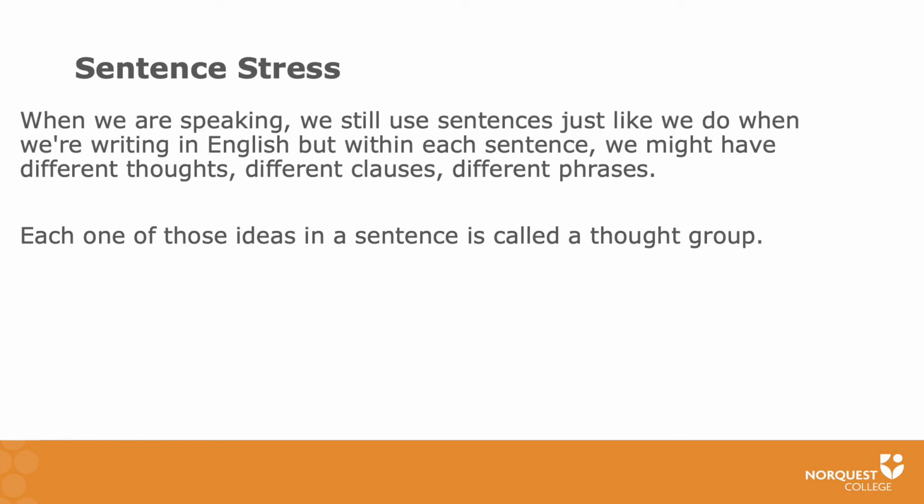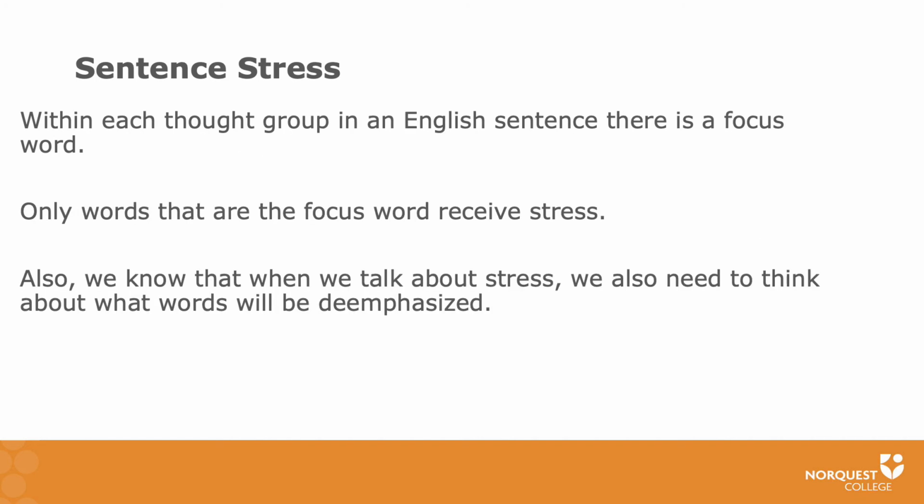So when we're speaking in English, we still use sentences or parts of sentences just like when we're writing. But for each sentence, we have different chunks, thoughts, clauses, and phrases. And each one of those chunks of ideas, we call a thought group. We don't worry about full stops and commas when we're speaking. That's one thing we don't have to worry about. Within each thought group in an English sentence, there's a focus word. Only the words that are focus words get stress. So we know that when we talk about stress, we also need to talk about what words will be de-emphasized, just like in word stress.